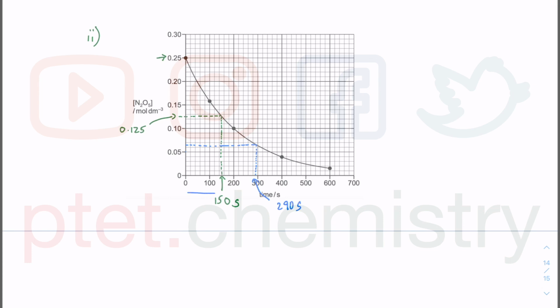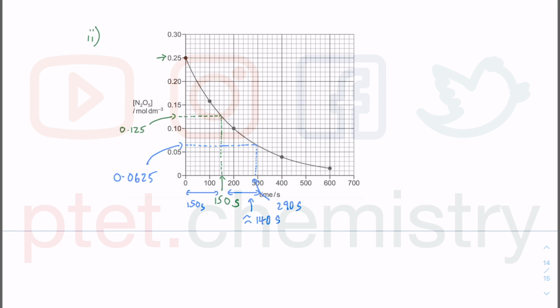So as you can see, the first half-life there is 150 seconds. The second half-life, between 150 seconds and 290 seconds, give or take, is around 140 seconds. But again, I haven't been super exact, so I'm just trying to estimate a little bit here. I would say the half-life is pretty much constant, pretty much confirming that it is first order with respect to N2O5.